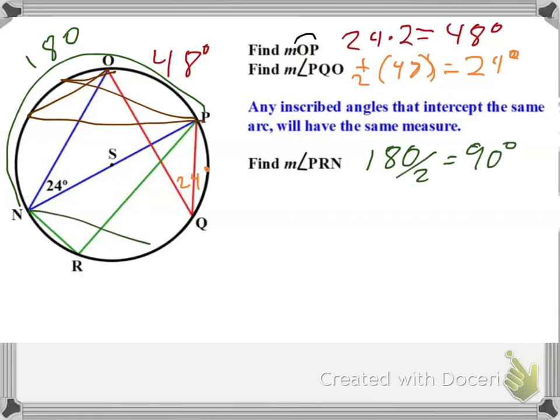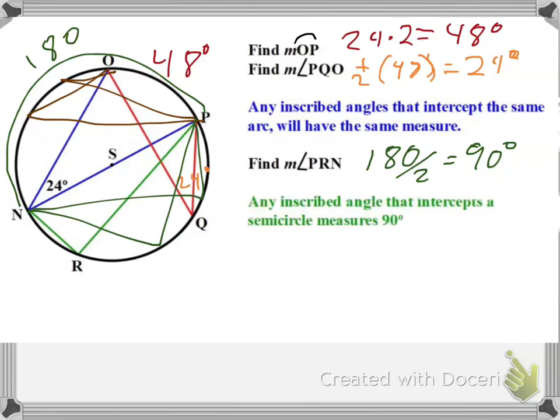So what if I did this angle here? Intercepts the same thing, 90 degrees. This angle here intercepts the same thing, 90 degrees. In fact, what we can put here: any inscribed angle that intercepts a semicircle, right, 180 degrees, that's a semicircle, will measure 90 degrees. Doesn't matter where it is. If it intercepts this semicircle like that, 90 degrees, 90 degrees, 90 degrees.